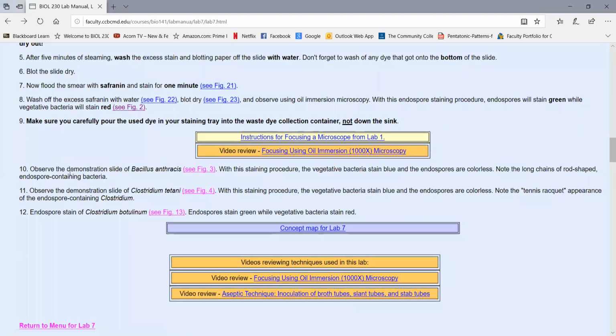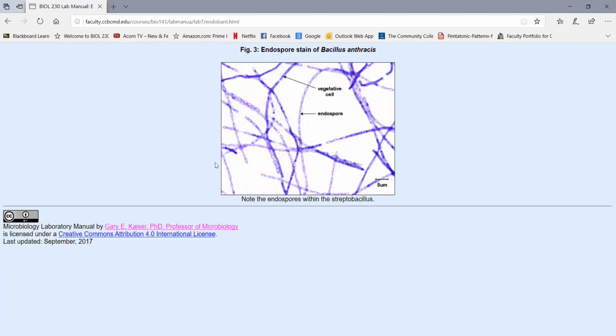We're also going to be showing you a demonstration slide of Bacillus anthracis, the bacterium that causes anthrax. This too is a streptobacillus. Here we see some vegetative cells, which with this procedure stain blue. And then the remainder of the cell that isn't the endospore, the rest of the vegetative cell, also stains blue. In this case, the endospores appear colorless. So here we see a chain of bacilli, and each single bacillus has produced a single endospore. And again, once those are fully formed, then the vegetative cells are degraded and the endospores are released.